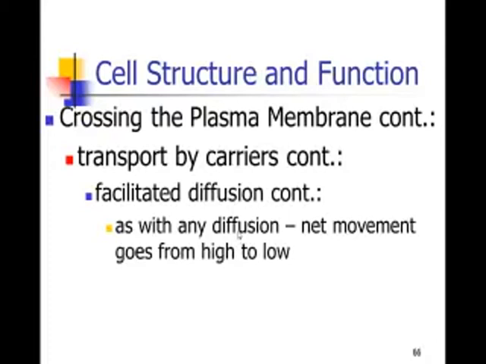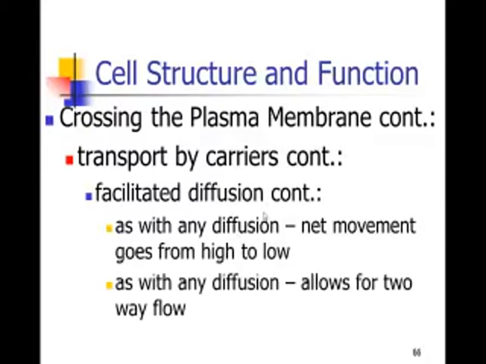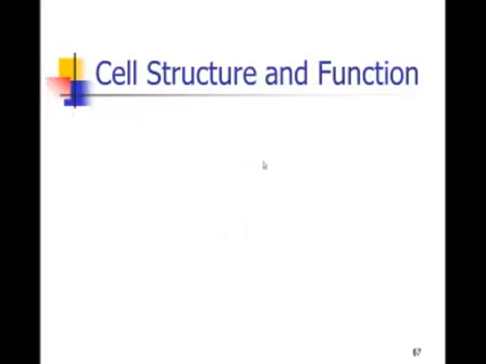As I mentioned before, because it is diffusion, things go from a high concentration to a low concentration. And it does allow for two-way flow, so there's a possibility for things to come back. But as I mentioned, the cells are pretty clever about that, so when glucose moves into the cell, it modifies the glucose so that it can't escape.